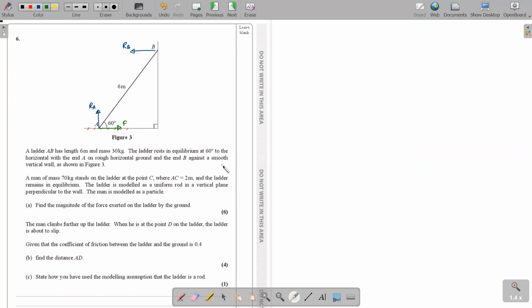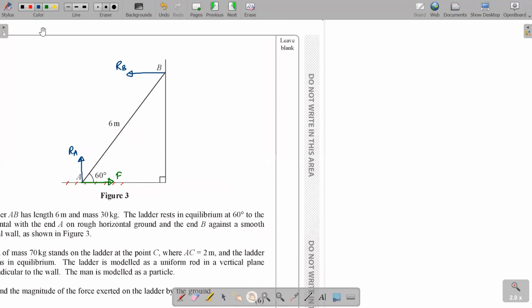What else do we need to mark? The ladder has a mass of 30 kilograms and it's a uniform ladder, right? So they say the word uniform. The ladder is modeled as a uniform rod. Yeah, thereby the weight acts exactly where? At the center. So it's 30g. Is that clear?